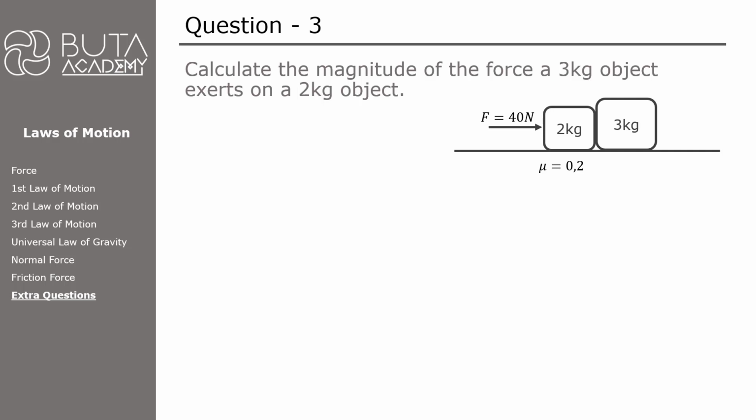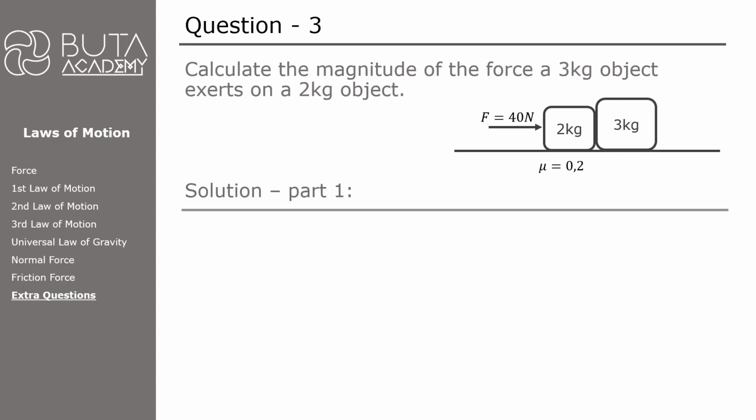On the screen, we can see two objects of mass 2 and 3 kgs respectively. A force of 40 newtons applied on the 2 kg object is trying to push the system to the right. We are asked to calculate the force the 3 kg object exerts on the 2 kg one, if the coefficient of friction between the objects and the surface is 0.2. We will follow the divide and conquer method once more.